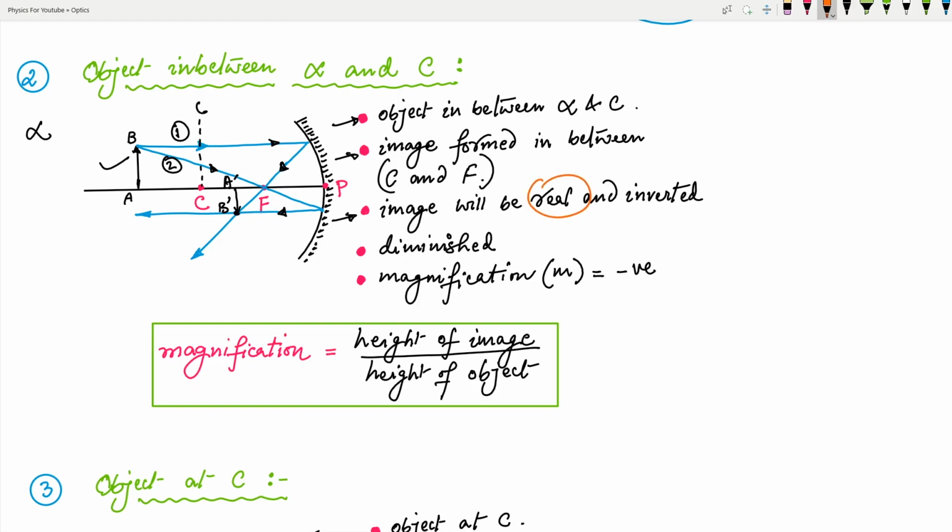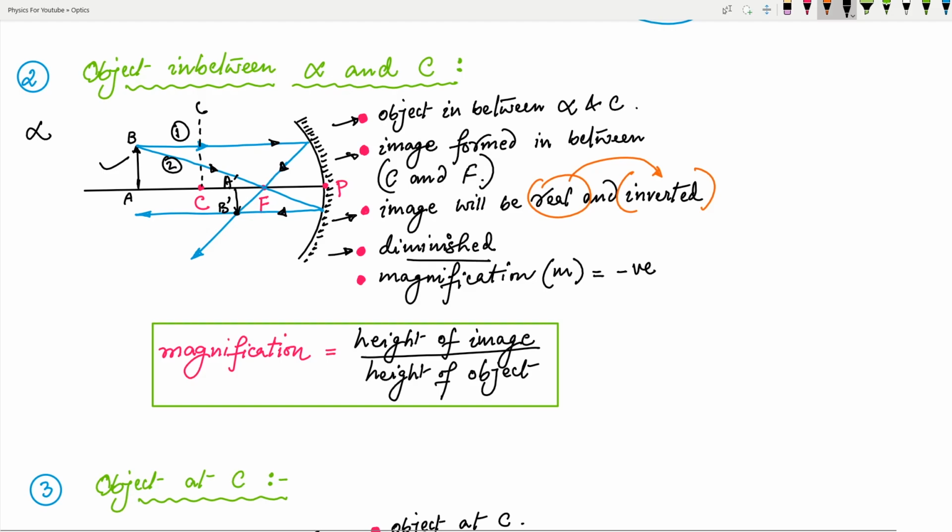So the image is real. Why? Again, because the image is obtained due to real intersection of rays. Simple. Inverted. Look at this. I can explain it now. You can see from the ray diagram that the image formed is inverted. Now, I told that whenever the image is real, we will get inverted image. From the ray diagram, it is clear. So from here, we can see that the image will be inverted. The fourth point is diminished. As you can see in the ray diagram, yes, it is diminished. It is smaller than the object.